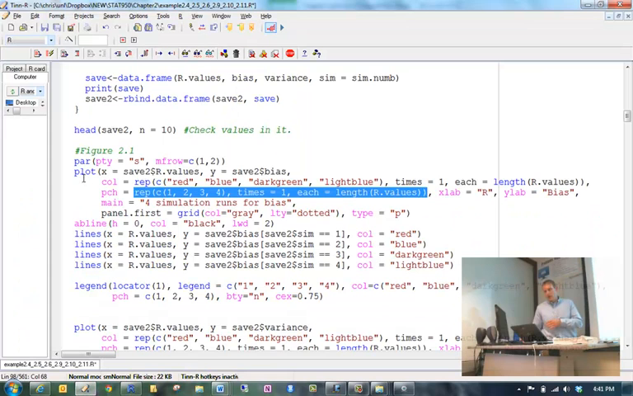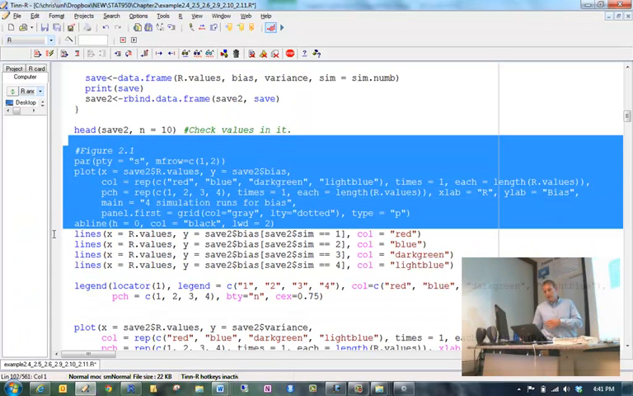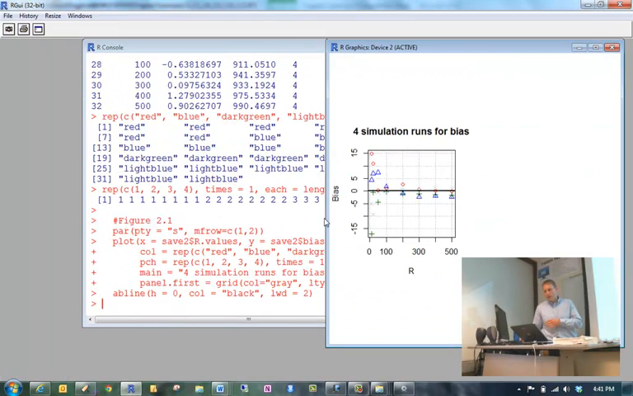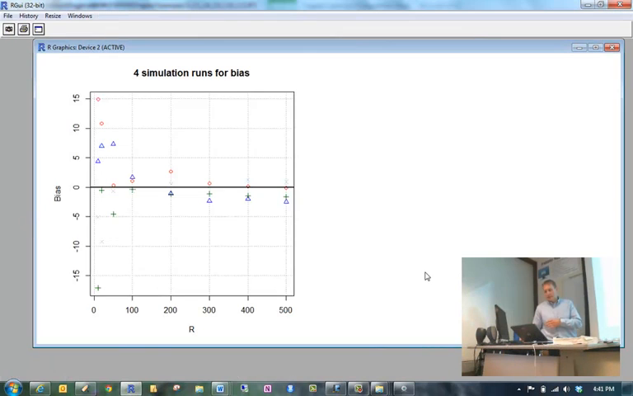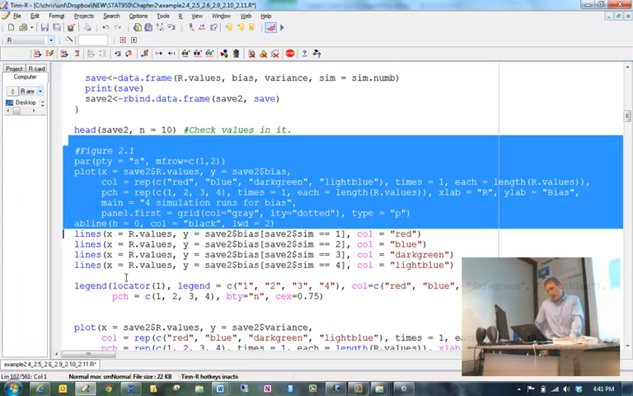So then I'm also going to put a horizontal line at 0, and I get this plot here, which shows you what happens to the bias for each simulation run. And it would be nice if I could join these points with a line to help you see better what's going on. How do I do that?